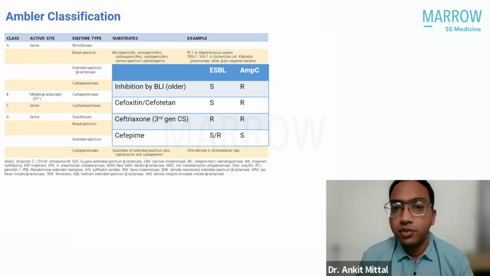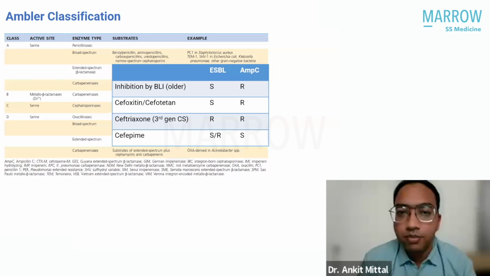Both these strains are going to be ceftriaxone resistant, but cefepime will be sensitive in an AmpC producer. Now, why is this important? It is important because if it's an AmpC producer, the treatment of choice is carbapenems. If it is an inducible AmpC producer, even then the treatment of choice is carbapenems.